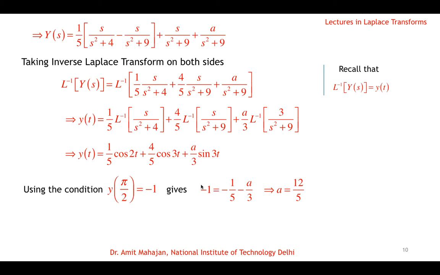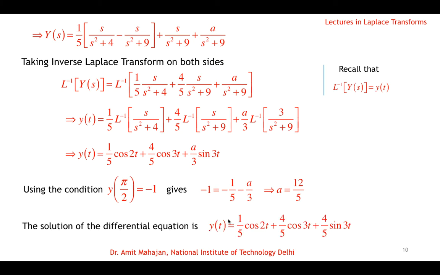So minus 1 equals, when t is pi by 2, cos 2t is minus 1, so minus 1 by 5. Cos of 3 pi by 2 will be 0, so this term is 0, and sin 3 pi by 2 is minus 1, so minus a by 3. We can solve this to find a as 12 by 5. Put this a back here and we have the solution for the given differential equation. So this was one example where boundary conditions are given.